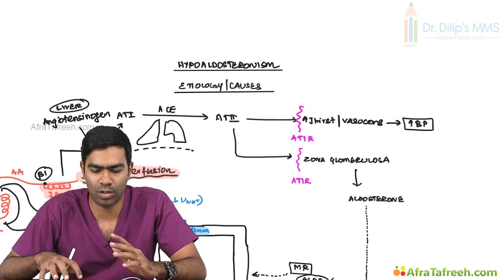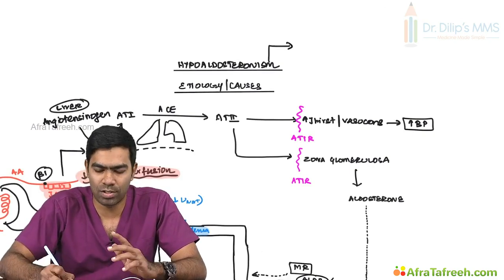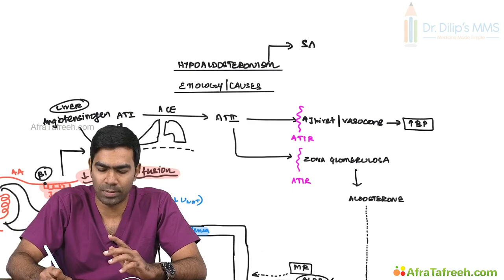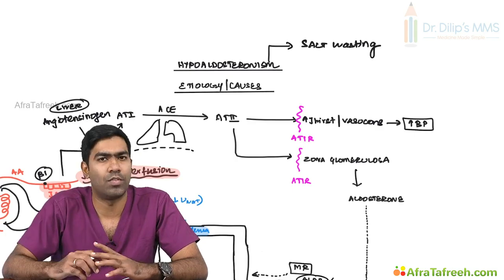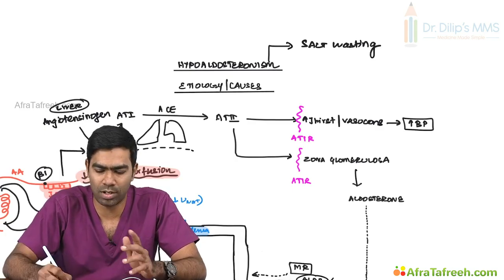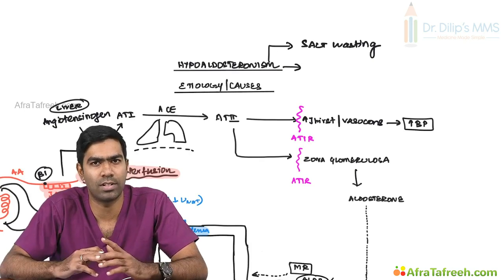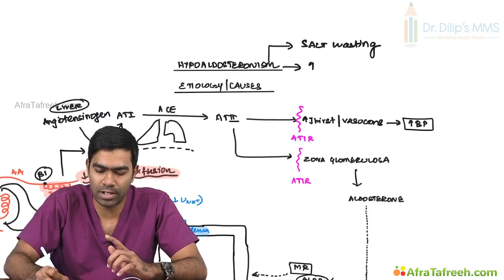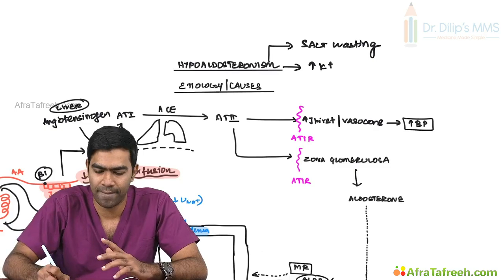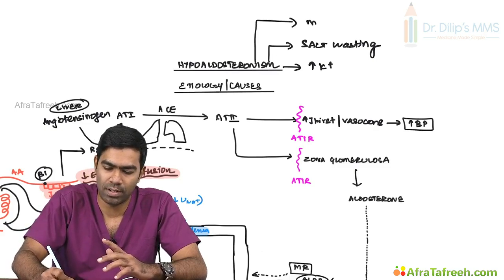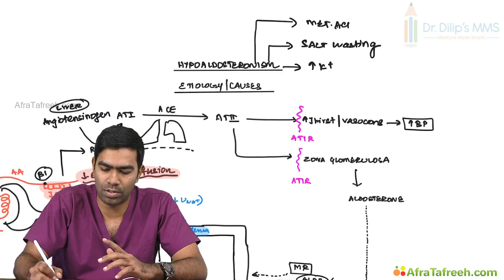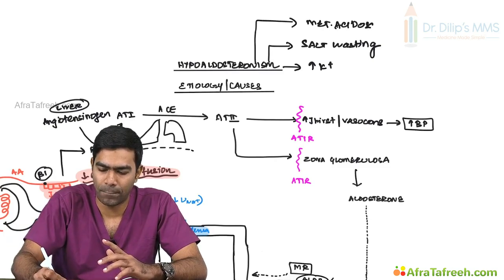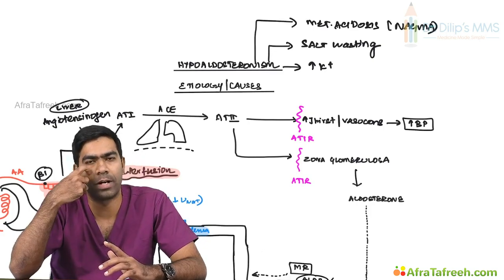hypoaldosteronism, its etiology and causes. You know, hypoaldosteronism is going to manifest with salt wasting, which can precipitate hypotension as well and shock, especially if there is a coexisting cortisol deficiency. The risk of crisis, hypotension and shock is very, very high. And the patients tend to have hyperkalemia, and patients also tend to have metabolic acidosis. And this metabolic acidosis, as I told you before, tends to be normal anion gap metabolic acidosis, NAGMA.